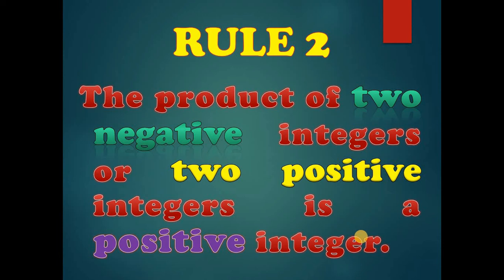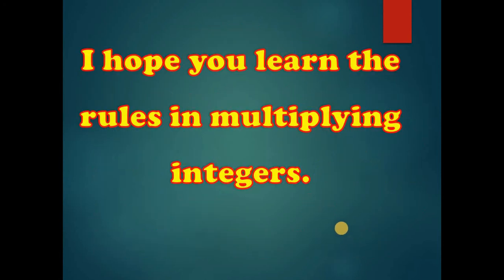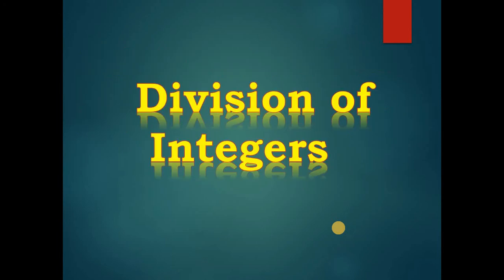Okay, so naintindihan? So, naintindihan kung paano mag-multiply? Kung naintindihan kung paano mag-multiply, so I hope you learn the rules in multiplying integers. Kasi nga kapag nalaman mo ang rules kung paano mag-multiply, mas madali na kung paano mag-divide. So, let us move to division of integers. Ngayon, kung bakit ko nasabi na dapat kabisaduhin ang rules for multiplication is kasi nga parehas sa division yung rules.